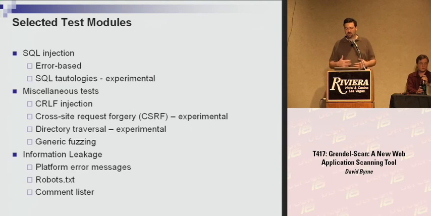And it still works. Just because it's marked as experimental doesn't mean that it's broken. It just means that I know there are significant changes, or at least important changes, that will be made in the next version. A number of miscellaneous tests. Carriage return line feed injection is very similar to cross-site scripting, except that instead of injecting into the HTML body, you're injecting into the HTTP response headers.